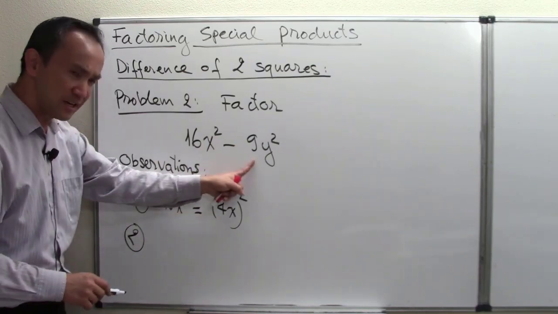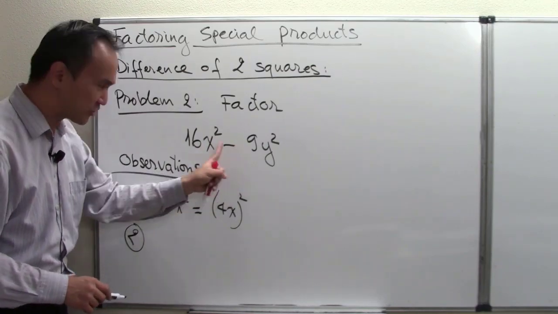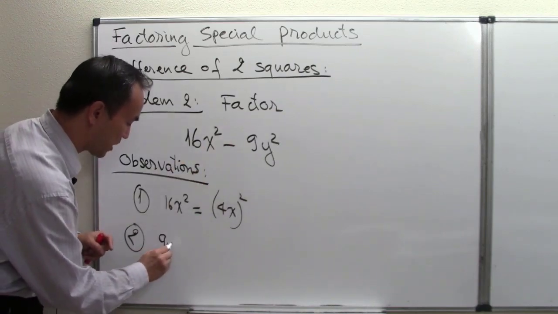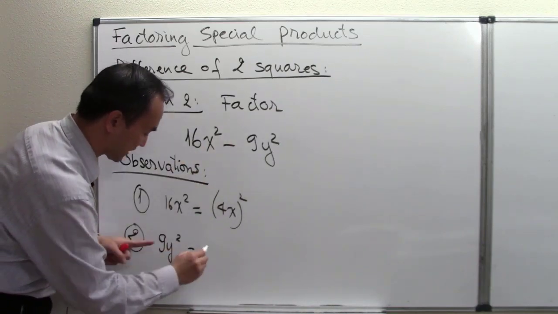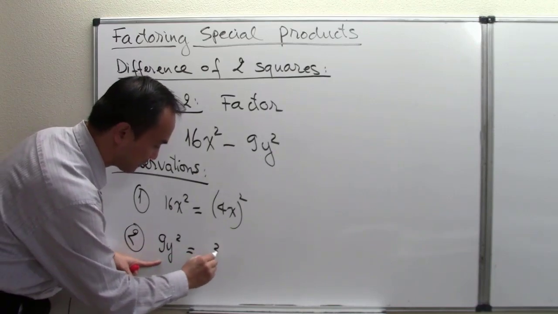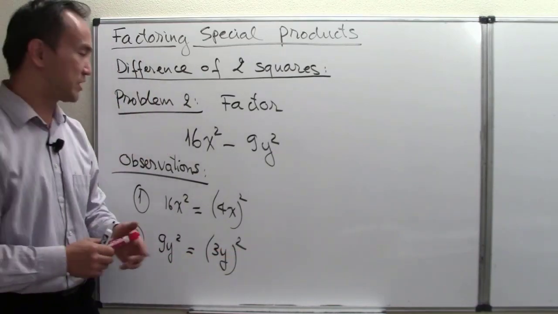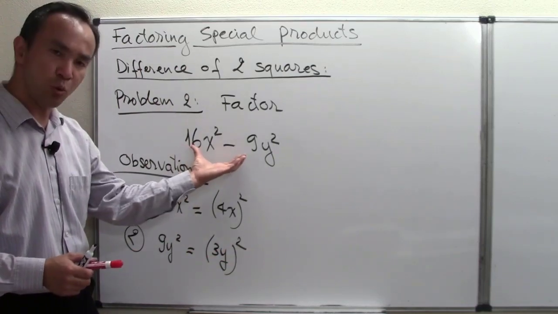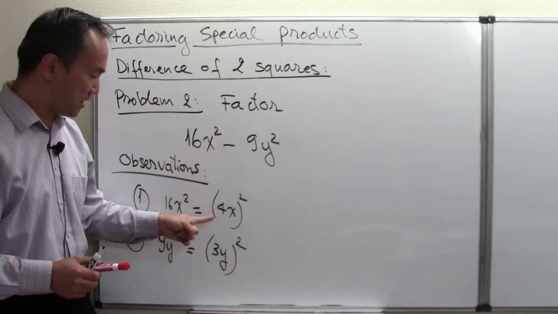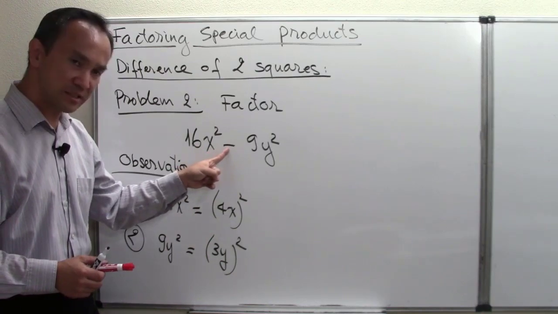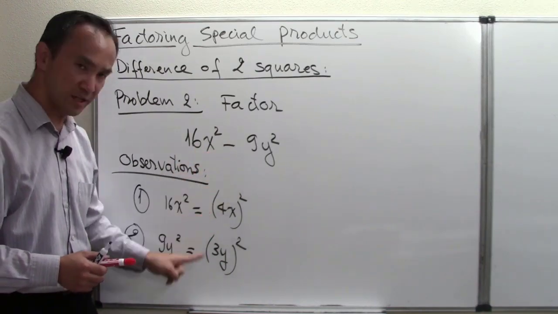But the next term after the subtraction sign is 9y squared. Make sure to recognize that. And I do recognize that here as a perfect square, 3y all squared. And that's how I'm seeing this quadratic expression here as a difference of two perfect squares.